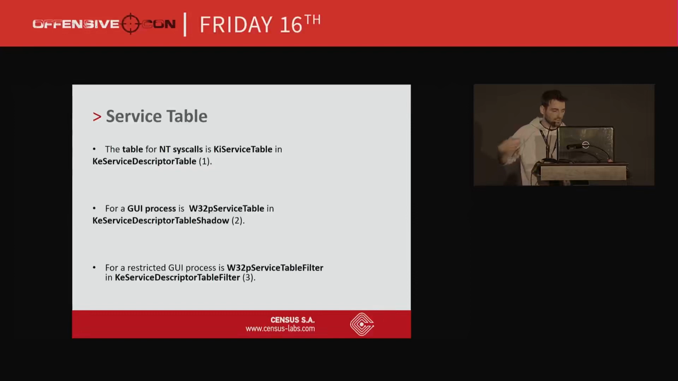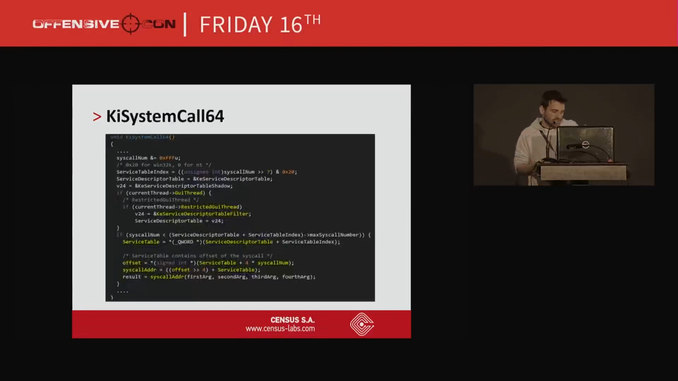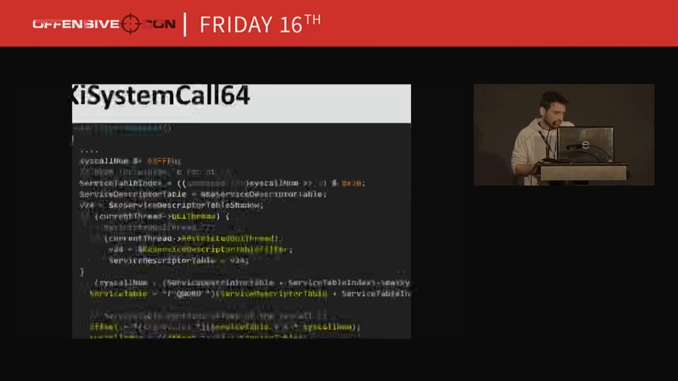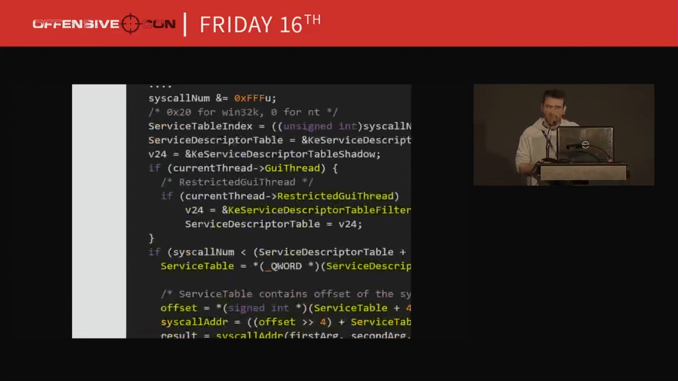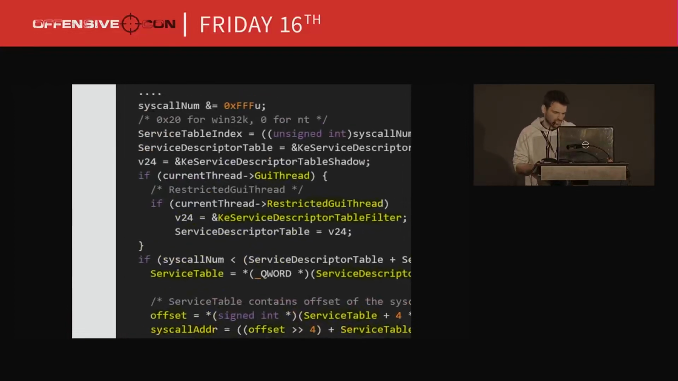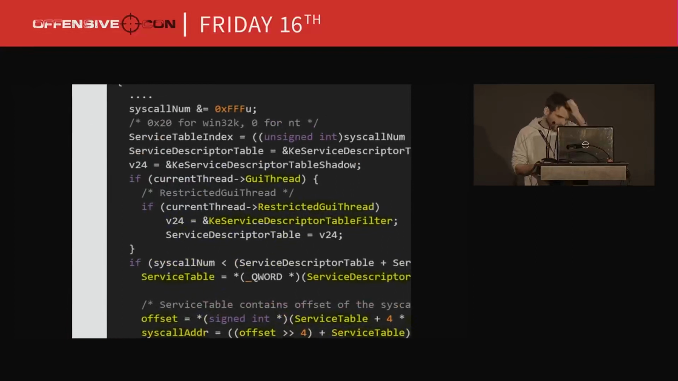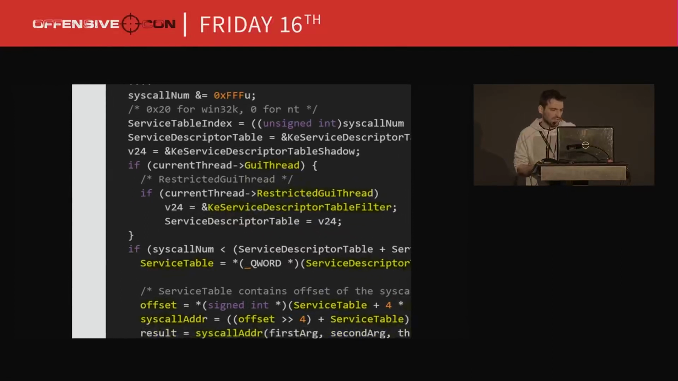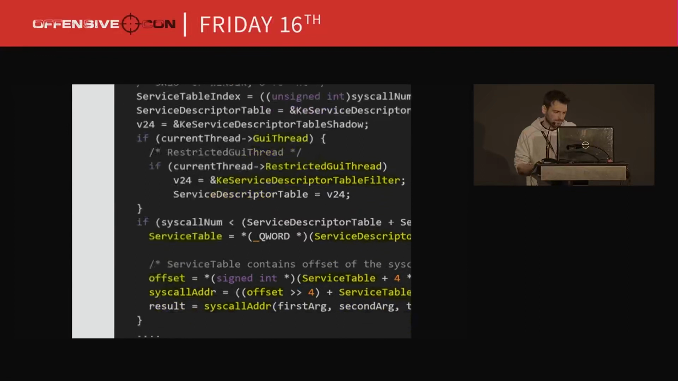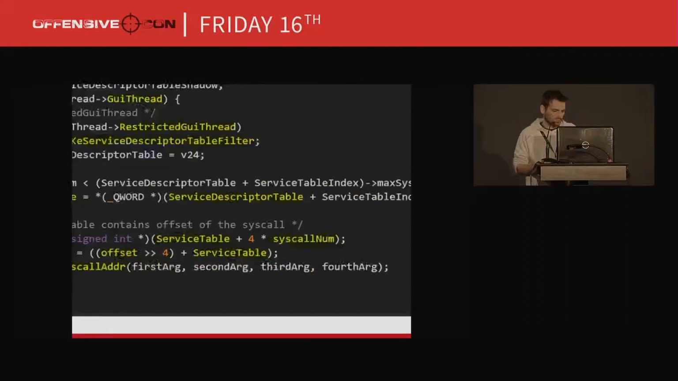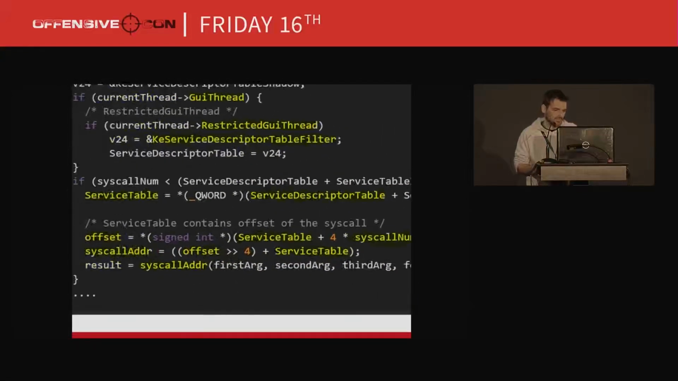And for a restricted GUI process, it is the W32P service table filter in the service descriptor table filter. So let's take a look at the system call handler pseudocode. When we call the system call handler from a sandbox process which uses the Win32k filter, we are actually a restricted GUI thread. So we are going to use the service descriptor table filter, and from that service descriptor table filter, we are going to get the service table.